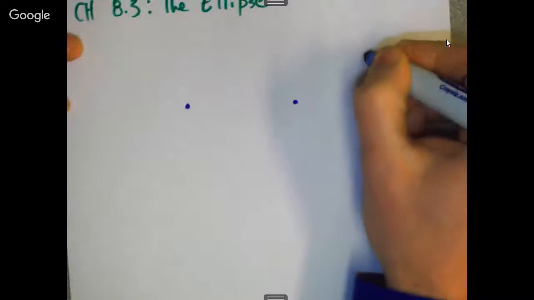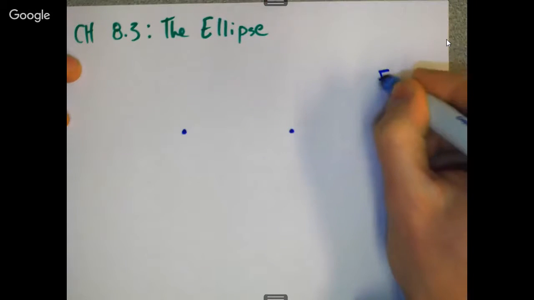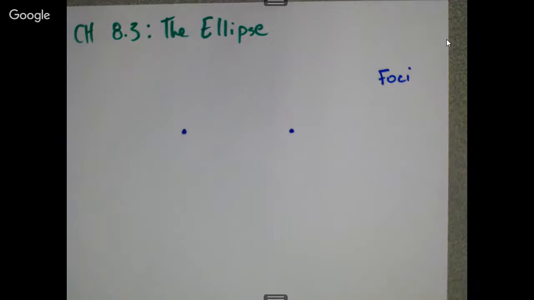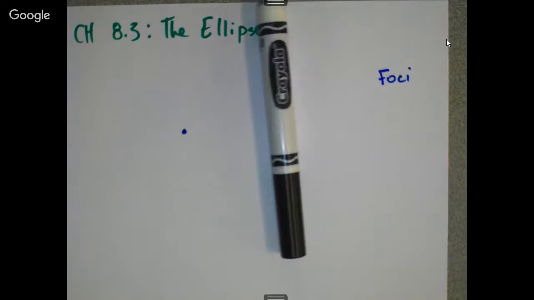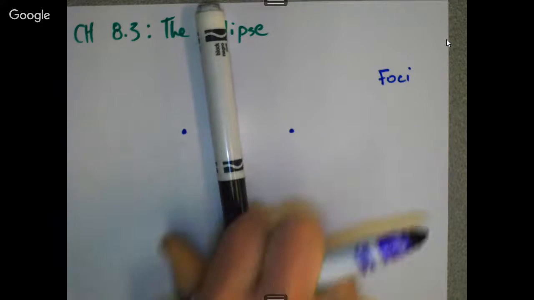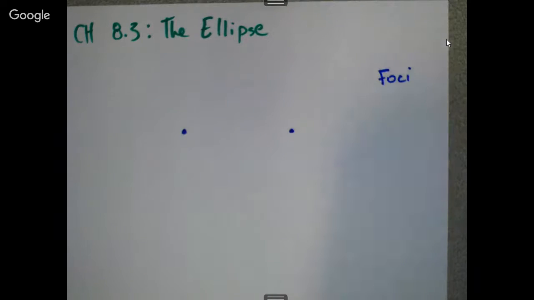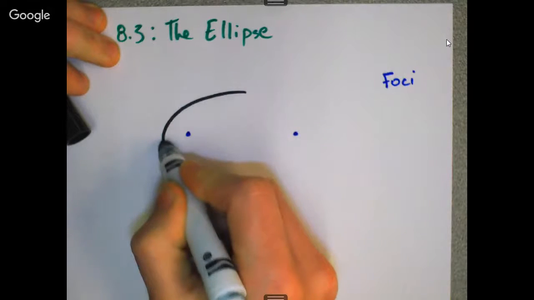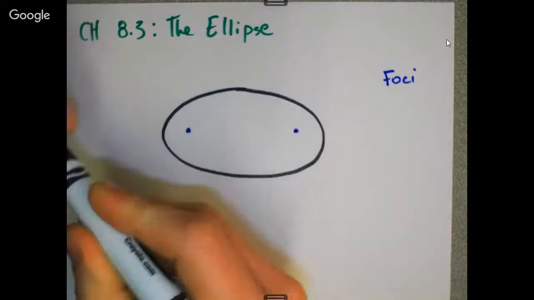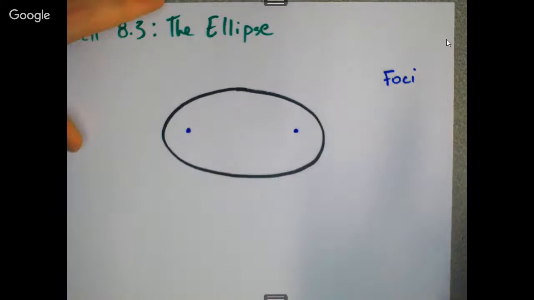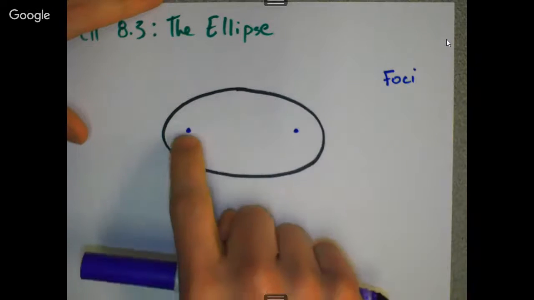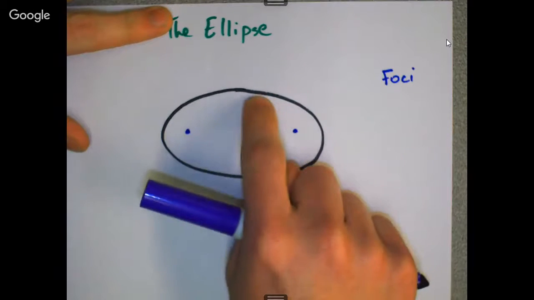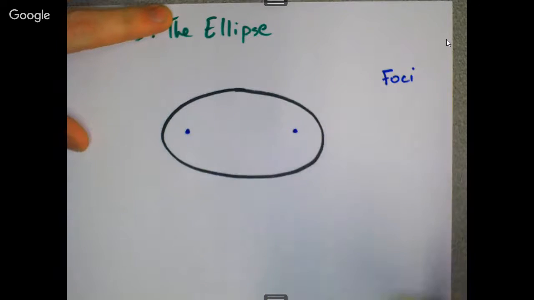So foci. I'll color coordinate this so you can see. Okay, so blue is foci. And then we'll draw our actual ellipse in black here. What the definition basically means is that if I take the distance from this point and this point to the ellipse, and add those two together, I get a constant.